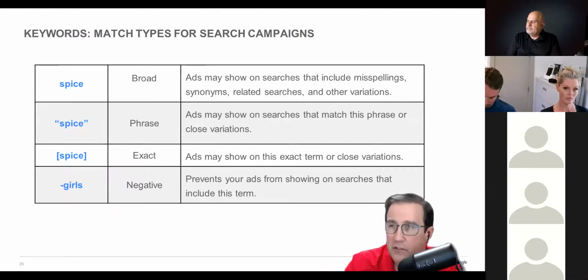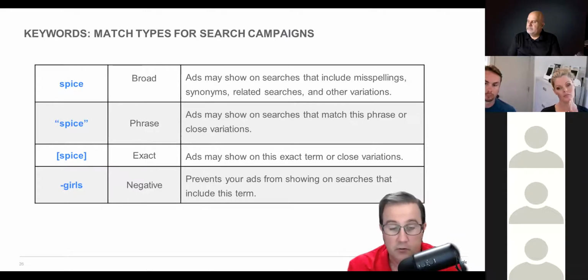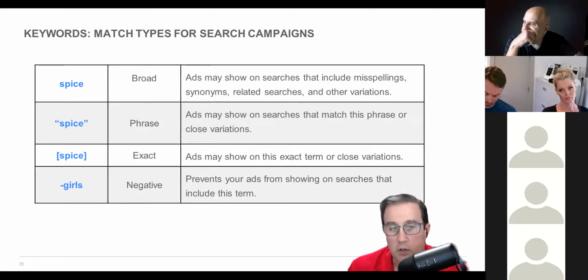Well, spices and seasonings kind of are related, right? They might be synonyms of one another. So you could do a search for spice, and then if someone types in seasoning, your ad might show up. Now, spice in quotes is what we call phrase match.